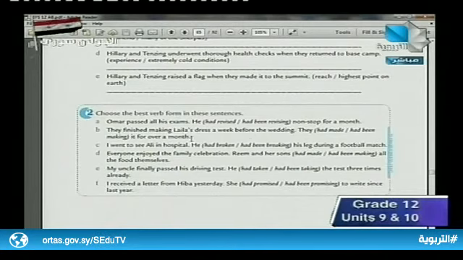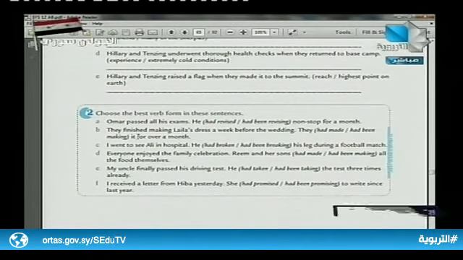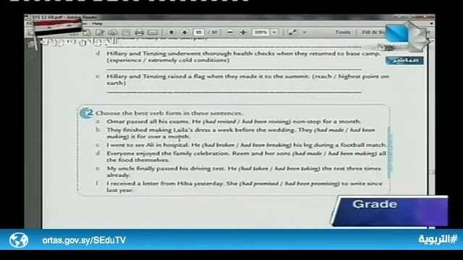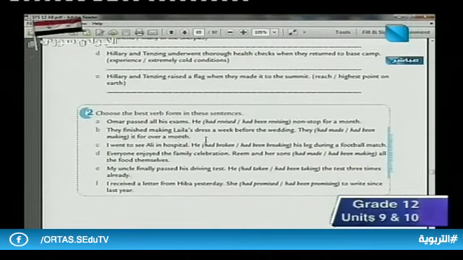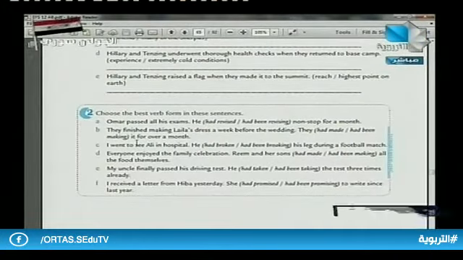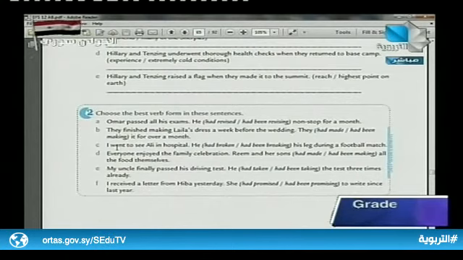They finished making Layla's dress a week before the wedding. Now, they had made or had been making it for over a month. First of all, for over a month might indicate it, and sometimes we can understand from the sentence. It's a wedding day, so they should have delivered it a week before. So they had been working on it, had been making it. We should use the continuous form. We can understand from the whole sentence or from the 'over a month'.